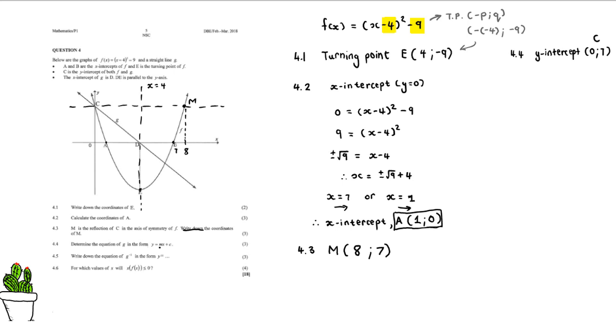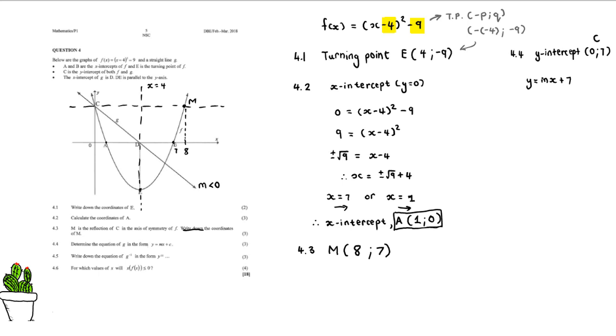Now they're asking you to determine the equation of your straight line. Let's analyze the straight line quickly. This straight line is sloping downwards, so we're expecting that the gradient is going to be less than 0. So we're expecting our gradient to be negative. Why? Because we can see that it's sloping downwards. And remember, in your straight line formula, the point C is your y-intercept. So I already have that value. What I already have is y is equal to mx plus 7.